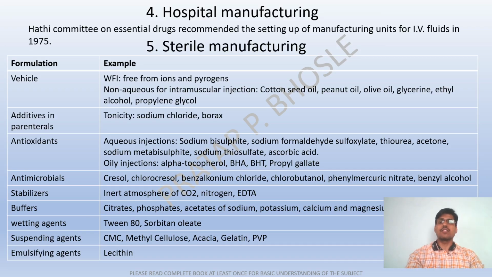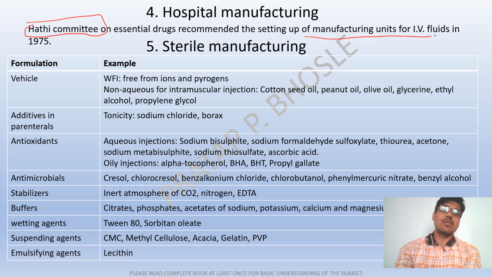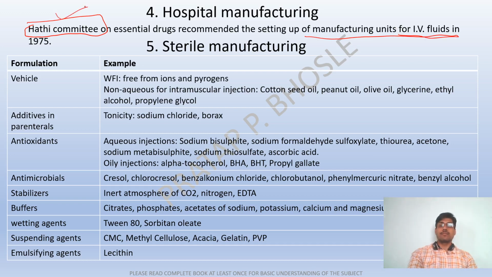Next is hospital manufacturing. The Hathi Committee on Essential Drugs recommended the setting up of manufacturing units of IV fluids in 1975. So this can be a question: which committee recommended the setting up of manufacturing units of IV fluids? Hathi Committee, right? Next is sterile manufacturing.